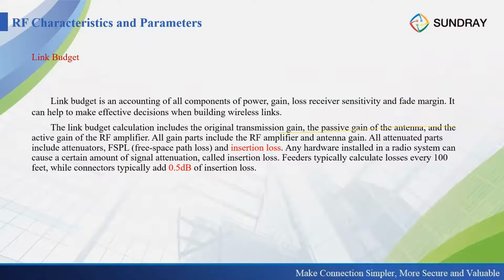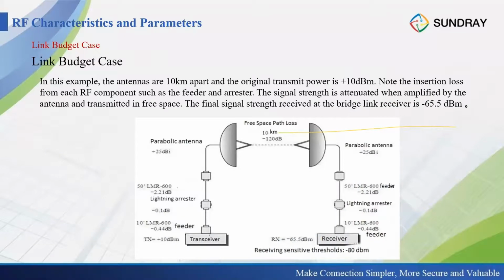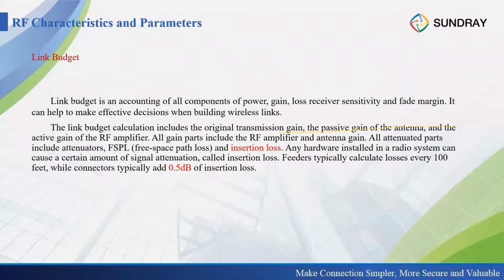So here we go into the link budget. For this link budget, we need to know how to calculate it. Why do we calculate the link budget? It is usually used in outdoor projects. For example, we have an outdoor project with two places. We know this AP's transmit power, we know the gain of this antenna, and we know the distance between these two APs.